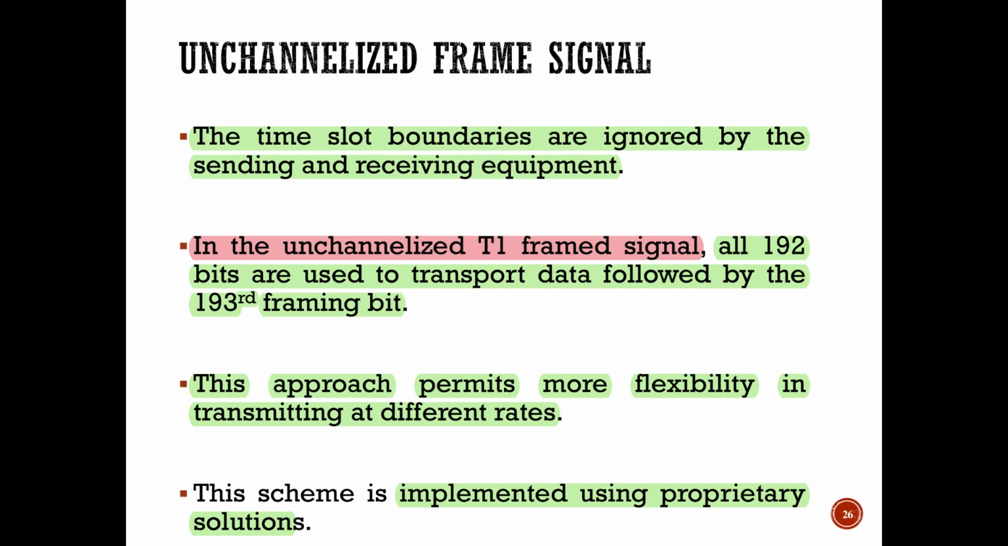Unchannelized frame signal. The time slot boundaries are ignored by the sending and receiving equipment. In the unchannelized T1 frame signal, all 192 bits are used to transport data, followed by the 193rd framing bit. This approach permits more flexibility in transmitting at different rates. This scheme is implemented using proprietary solutions.